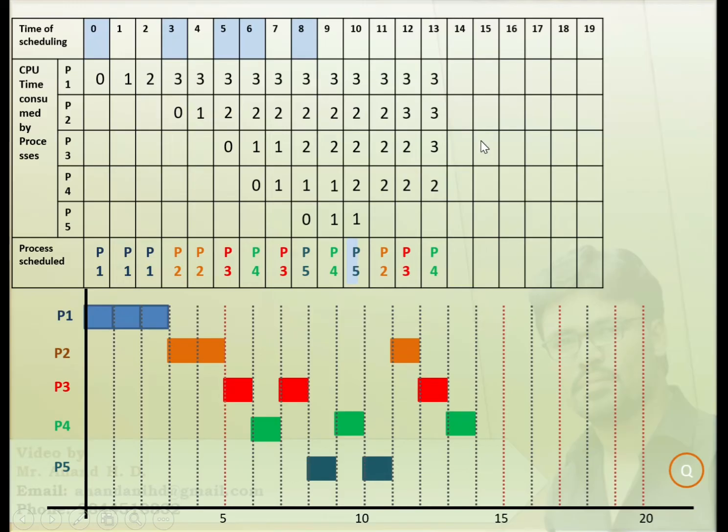So at 14 time units, we can see that process P4 has completed 3 time units of execution, and P1, P2, P3 also completed 3 time units of execution. So all the 4 processes in the ready queue, P1, P2, P3, P4 have consumed equal amount of CPU time, that is 3 time units. So there is a tie between all the 4. So the process which will be selected is the one which was serviced long back. So out of P1, P2, P3, P4, P1 was serviced long back, right? So P1 will be selected for execution and it is going to execute from 14 to 15 time units.